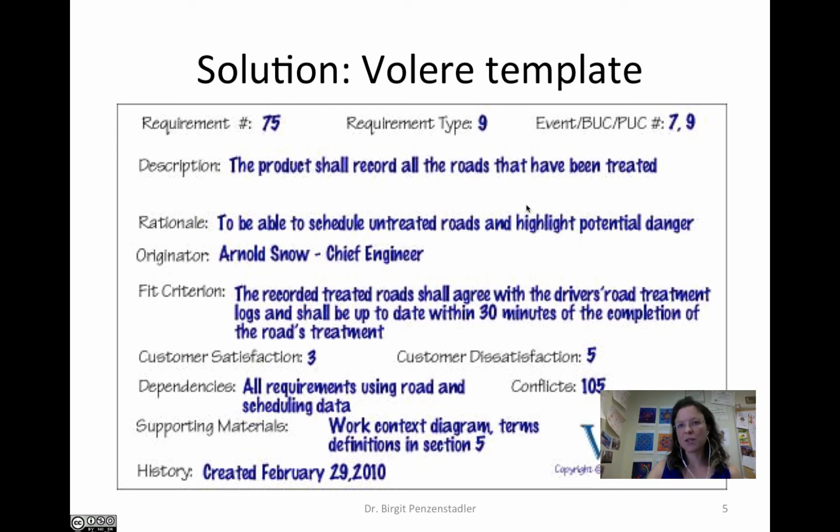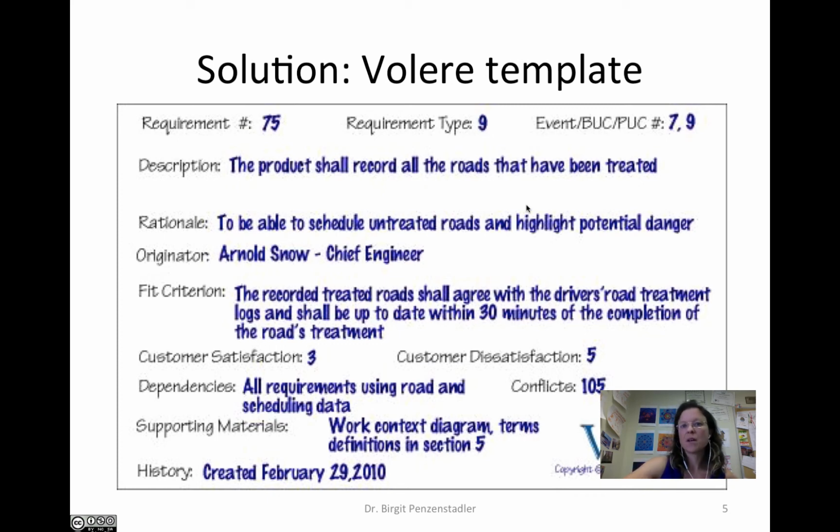And furthermore, what the Volere template enables us to do is to list dependencies. So we know in this case, all requirements using road and scheduling data are dependent on this requirement. We also have a feeling that it would be better to include the numbers of those requirements as opposed to a generic phrasing of which requirements are being referred to. But for the sake of only having this one example, we'll let them get away with it. And we have one requirement that this conflicts with, and that's requirement number 105. We also see that we have further supporting materials, namely the work context diagram and the terms definitions in section 5.